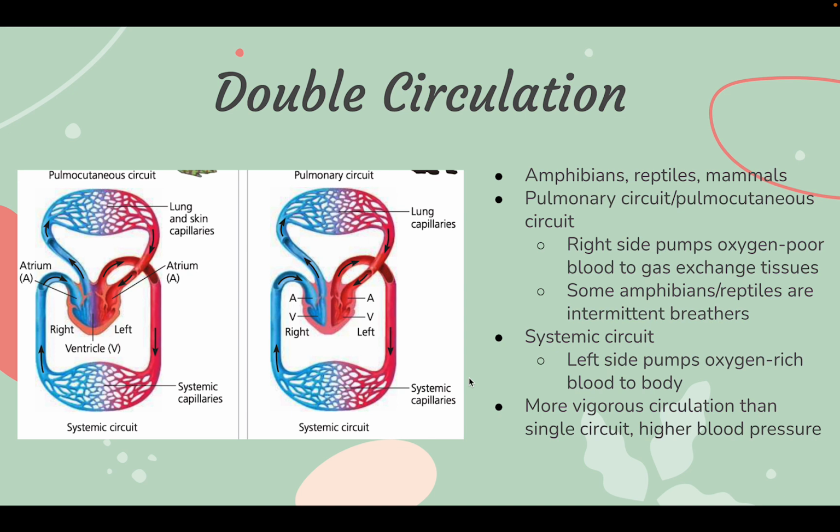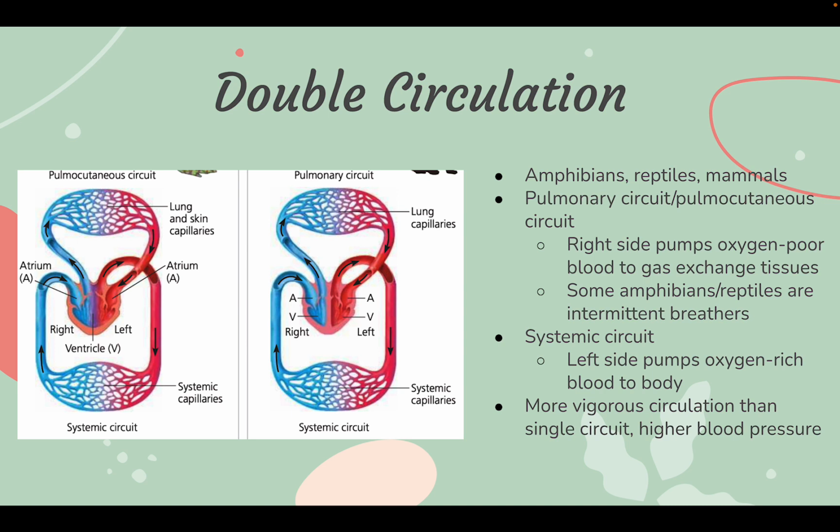Essentially, the pulmonary circuit or the pulmocutaneous circuit has a right side that pumps oxygen-poor blood to gas exchange tissues. And just as a note, some amphibians and reptiles are intermittent breathers. That basically means they don't have to be breathing all the time. This has to do largely with the specifics of how their circulatory system is set up, which we'll talk about very soon. And then the systemic circuit has the left side of the heart pumping oxygen-rich blood to the body.